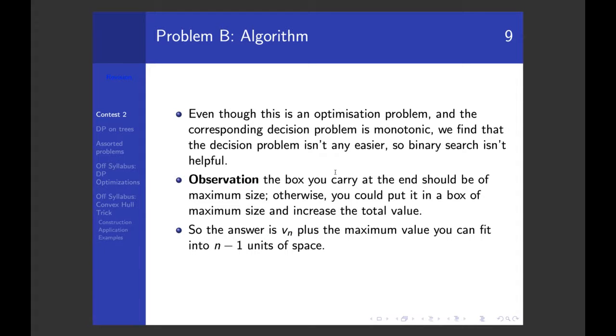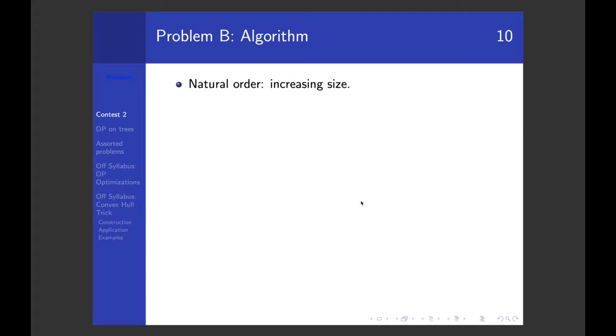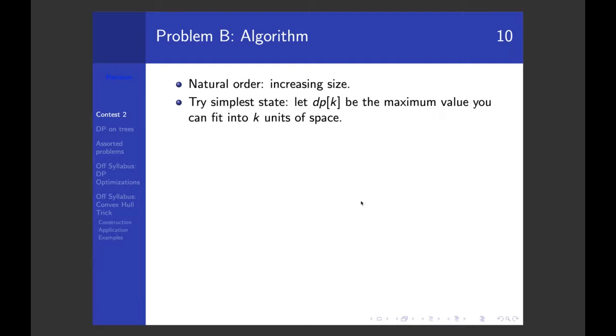The answer is the value assigned to box n, plus the maximum value you can fit into n take 1 units of space, because we're going to put those inside our big box. We can solve this using dynamic programming. A natural order of the states is just increasing size, because we can only put small boxes inside big boxes. So it makes sense to order them by size.